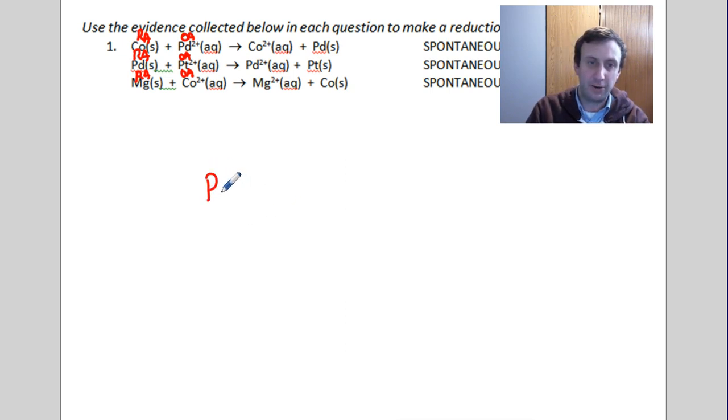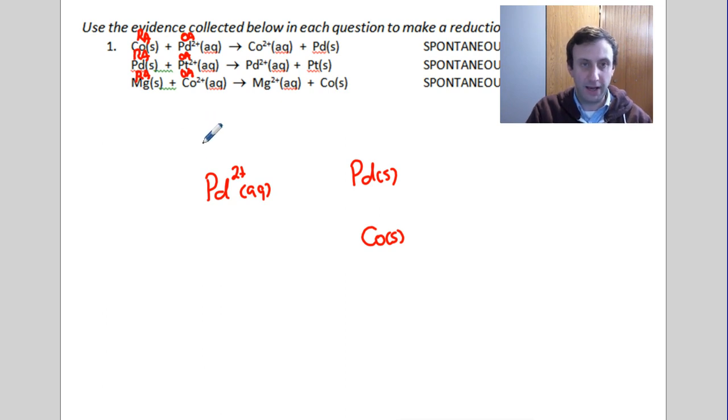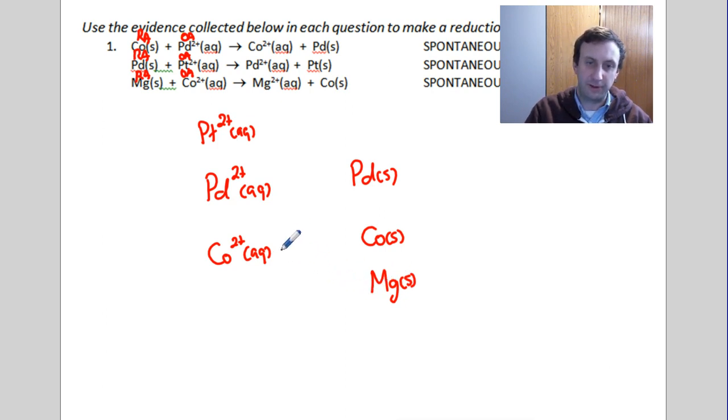For the first one, I know that Pd2 positive aqueous is going to be above cobalt. It's downhill because it's spontaneous. And then I have Pd solid across from that. Pt2 positive as an OA is uphill, so I have Pt2 positive aqueous up here going downhill to Pd solid. So it's spontaneous again. And finally, I have magnesium and cobalt 2. Cobalt 2 positive would be across from the cobalt solid, and my magnesium is down here because it is again downhill, in other words, a spontaneous reaction.